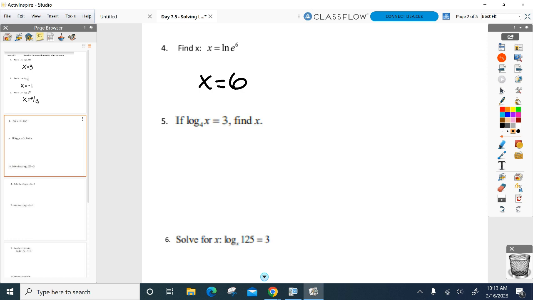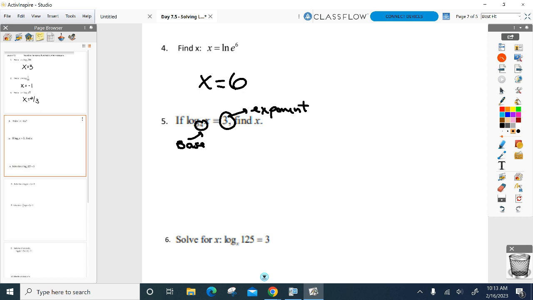Okay, ready? Let's do it. What's the subscript there? 4. That's your base. We're going to convert this into a base and an exponent right now. So there's your base. And then what's on the other side of the equal sign, in this case 3, that's your exponent.